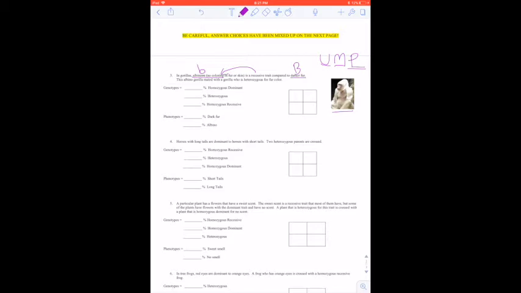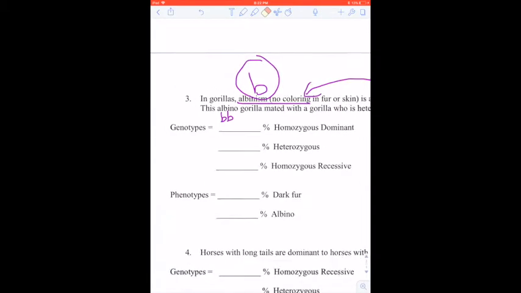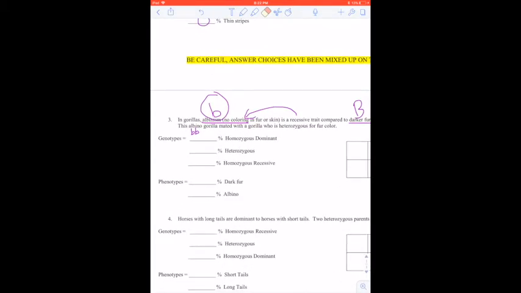But since I know that albinism is recessive, the only way that this gorilla could have turned out albino is if they had two lowercase b's. If they had had something like this, where it's dark fur gene and albinism, then it would have turned out having dark fur. So that's actually not going to be an option. Anytime you have a recessive trait, you're going to see two recessive genes that created that trait.